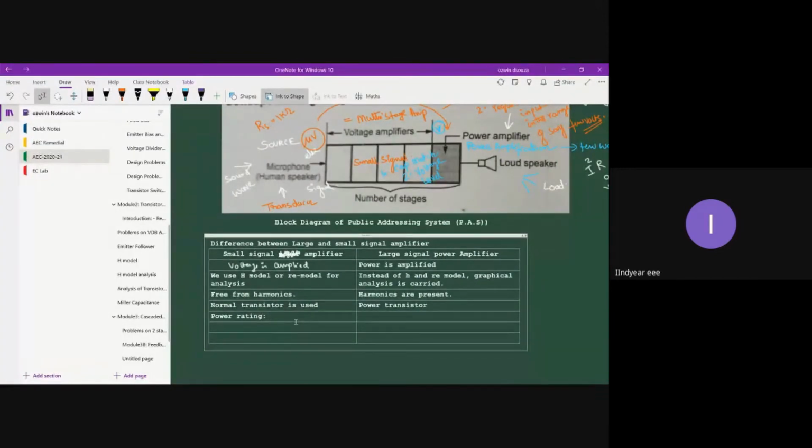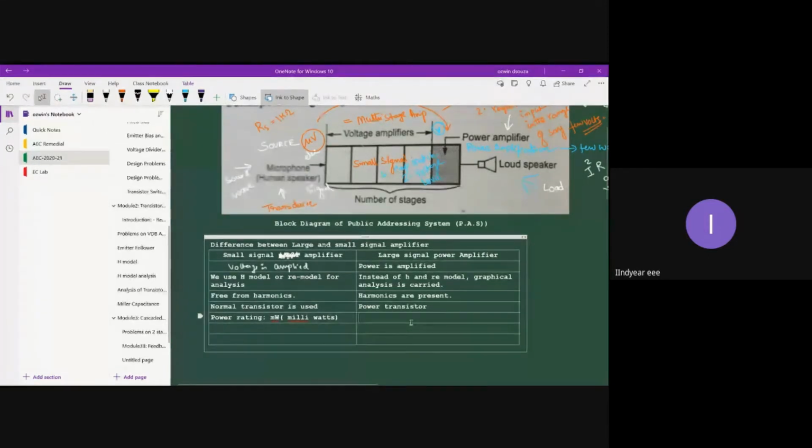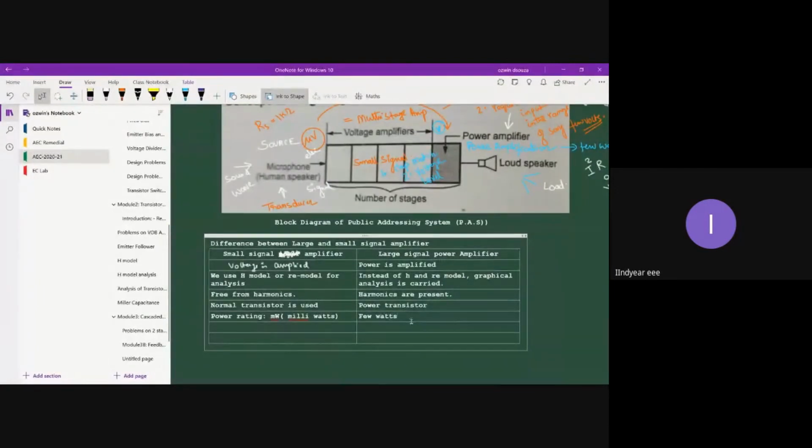Power rating of small signal amplifier, normally it is in the range of few milliwatts. Let me write in bracket milliwatts. It is double L, right? Yeah. On the other hand, in case of large signal power amplifier, power rating will be in few watts. Since power rating is very low in case of small signal amplifier, it doesn't require heat sinks. Heat sinks are not used.